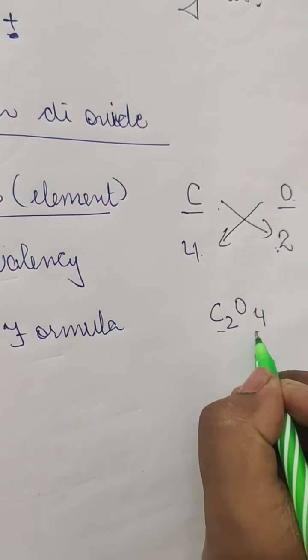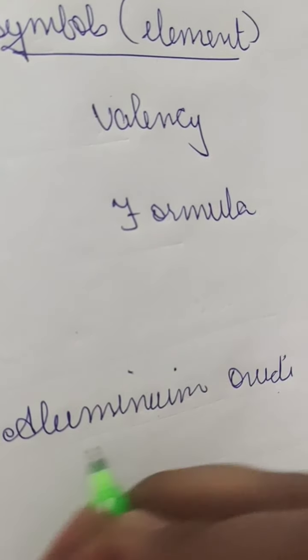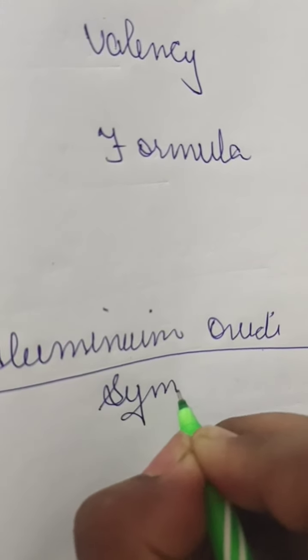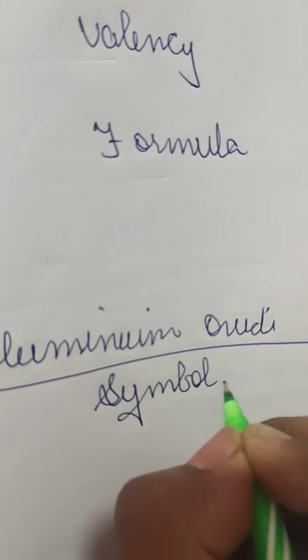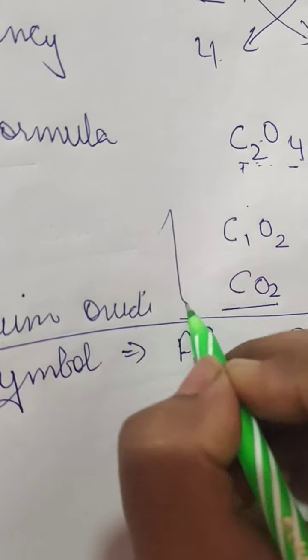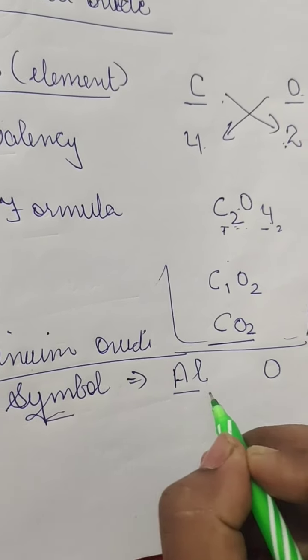Now let's take one more example. We'll take aluminium oxide. Okay, question: aluminium oxide. Now for this the symbol would be aluminium and the other is oxygen. Okay, this is the other question. Now this is a symbol of elements aluminium and oxygen.